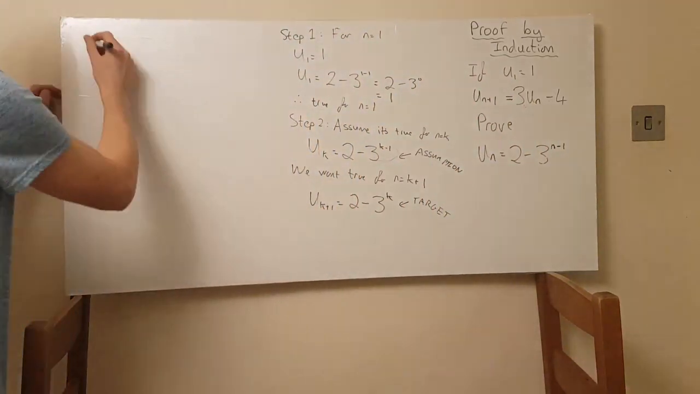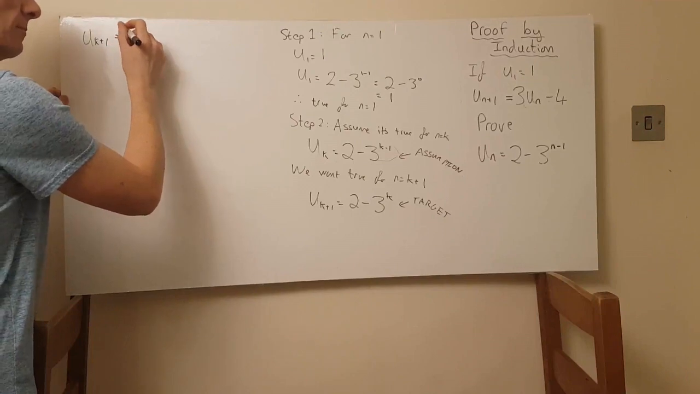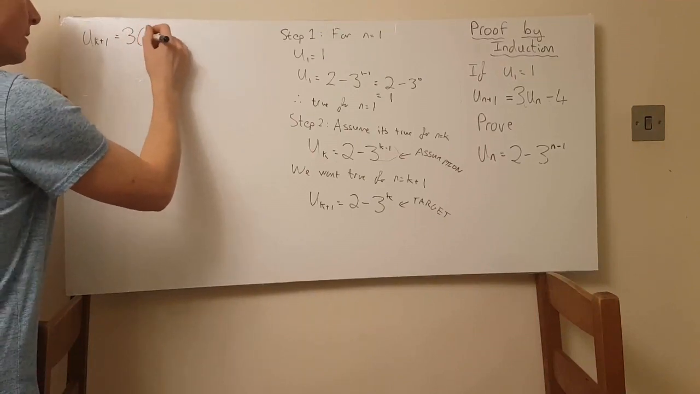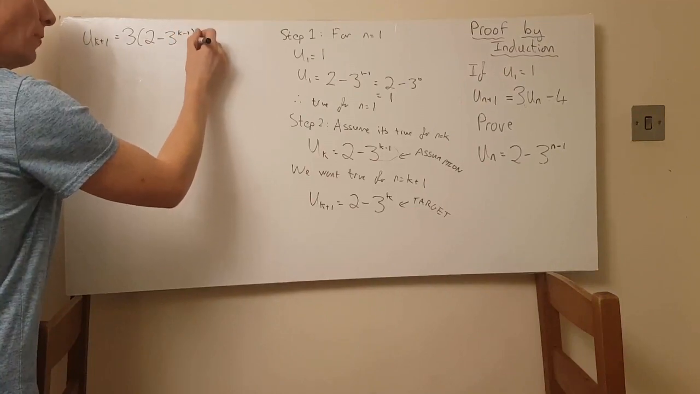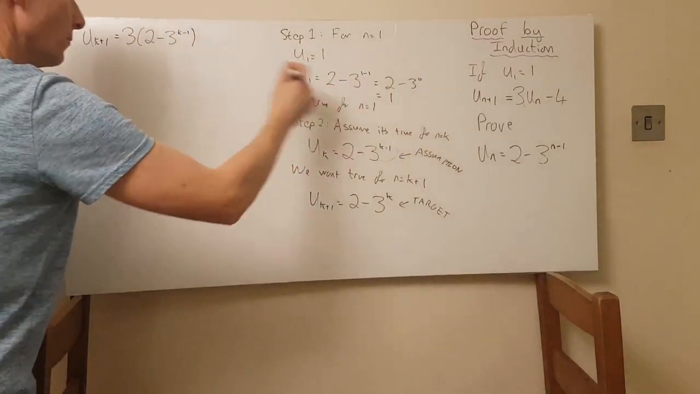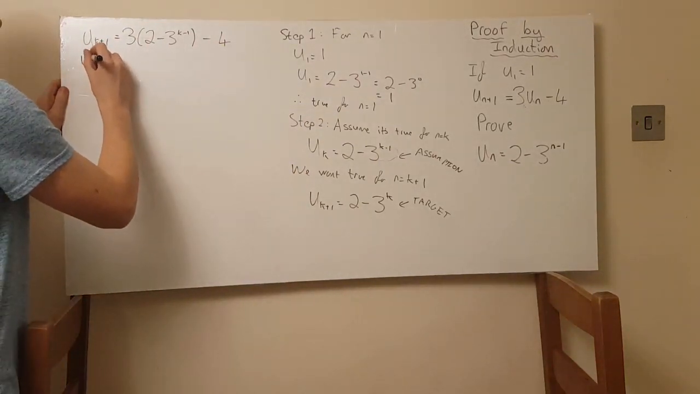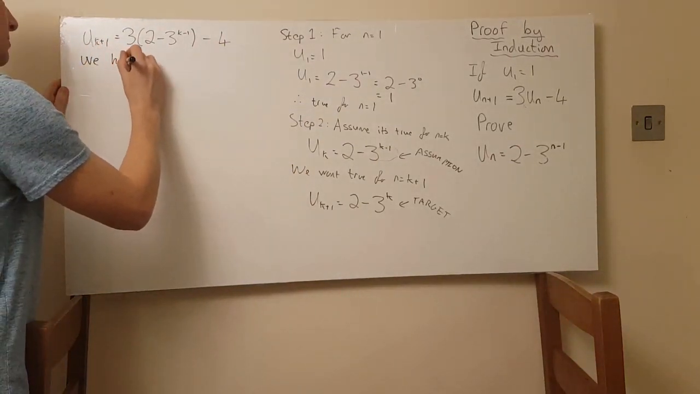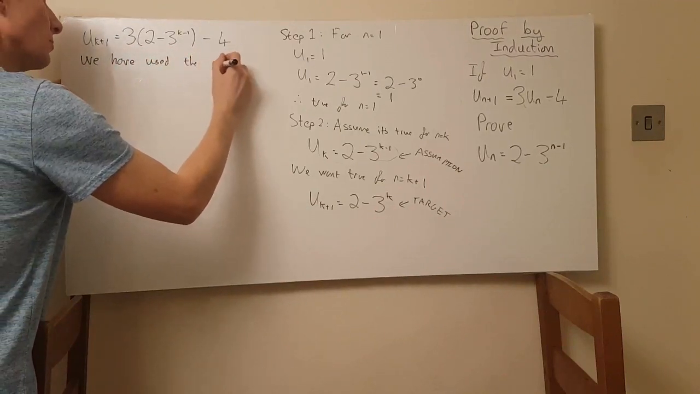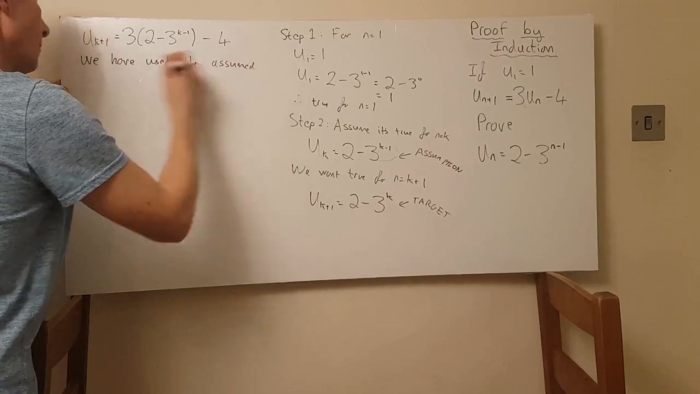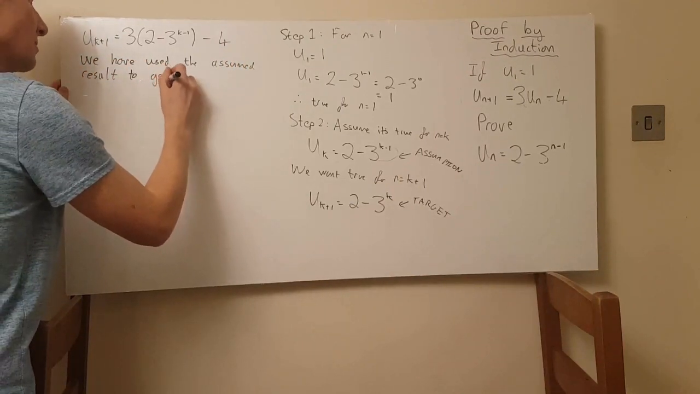So I can see that uk plus 1 equals 3 times 2 minus 3 to the k minus 1, subtract 4. That has come from using the assumed result to generate the next term.